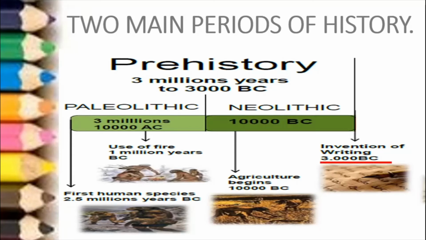There the second phase of history began, and till the time people started writing, whatever happened was prehistory. So this was 3 million years before the birth of Christ to 3000 years before the birth of Christ. So history started when there was 3000 years remaining for Jesus Christ to be born.